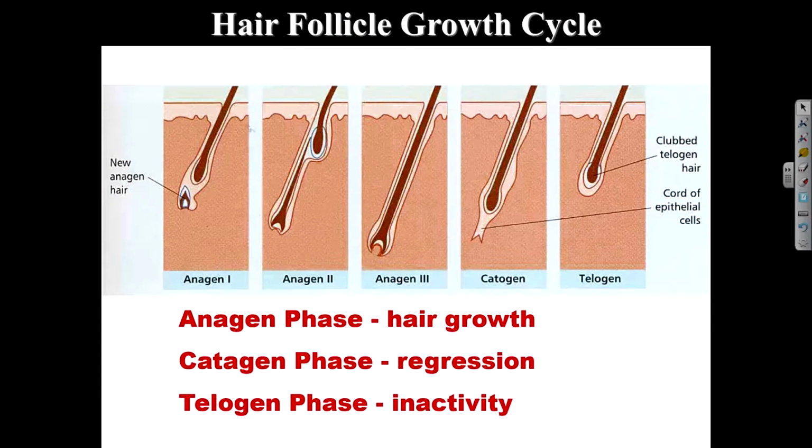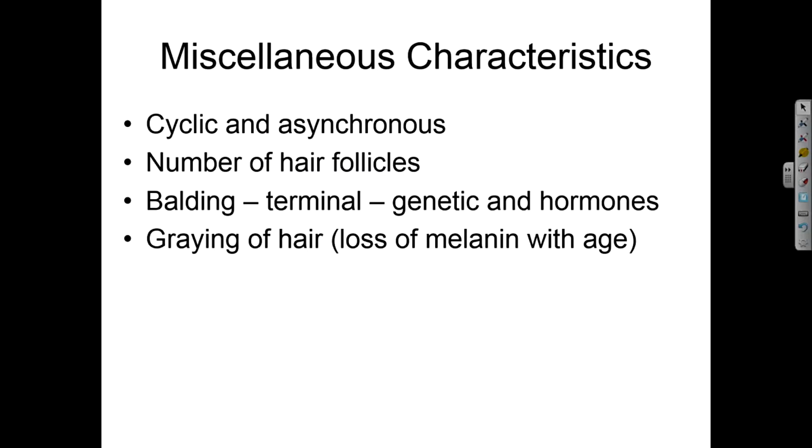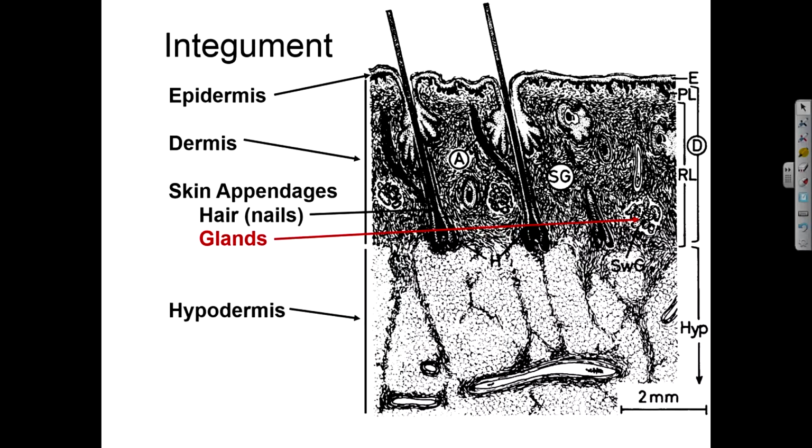Okay, so there are different phases of hair growth. They talk about anagen, catagen, telogen. I just mention them here. Miscellaneous characteristics: hair can grow either cyclically or asynchronously. There are variations in the number of follicles between people. People become partially or completely bald. This can be genetic and hormonal. Hormonal because men tend to get bald more so than women, but women can also have thinning of hair. And then, of course, hair gets grey as you get older, and that's because there's a loss of melanin from the melanocytes as people get older, and so you don't get as much pigmentation in the hair.